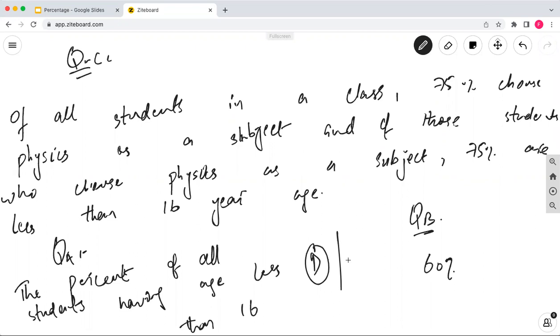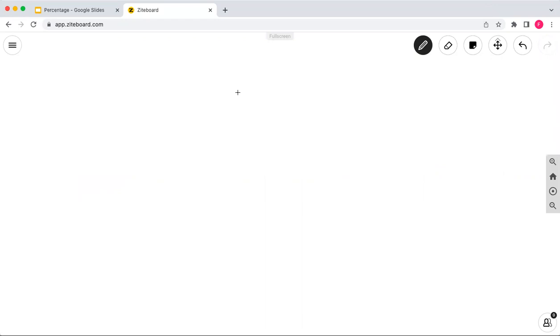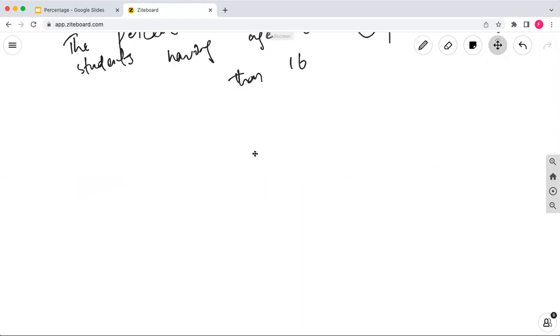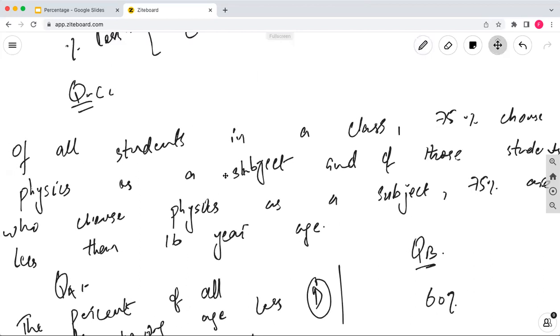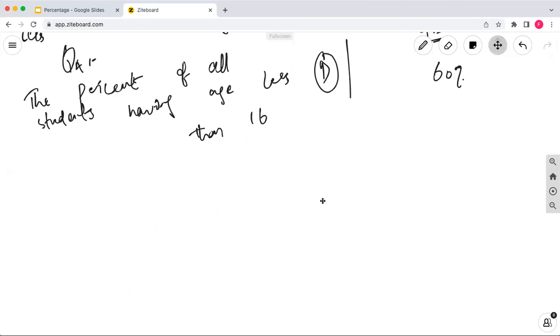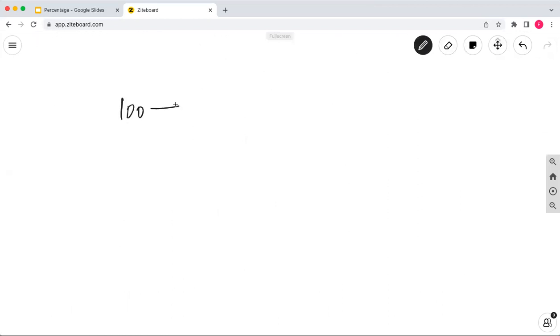If you see closely, we are given that of all students in a class, 75% choose physics. For example, if I just consider that there are 100 students in class, in such cases, instead of going with a variable, quickly assume some smart value so that you can proceed very quickly. In this scenario, I can assume any value. Let total students be 100. Out of 100 students, 75% choose physics as a subject.